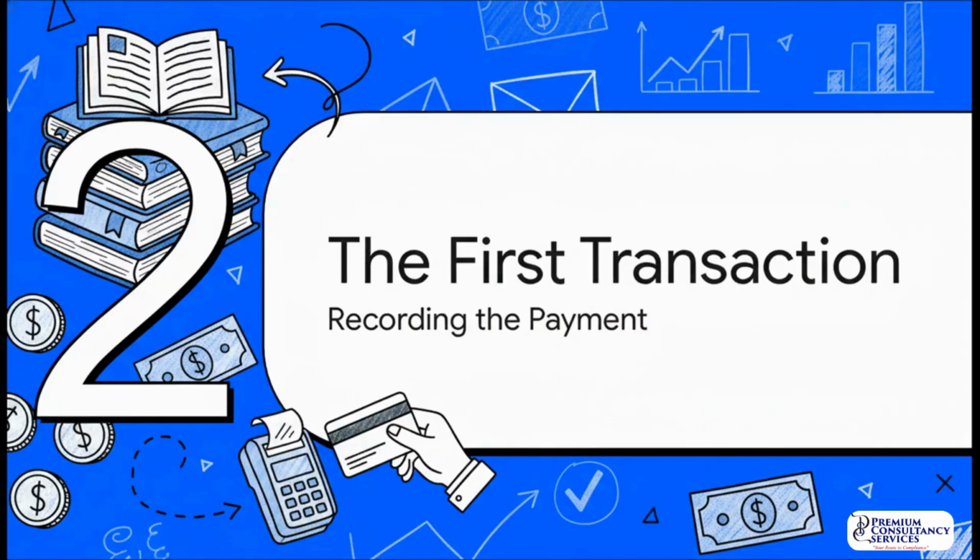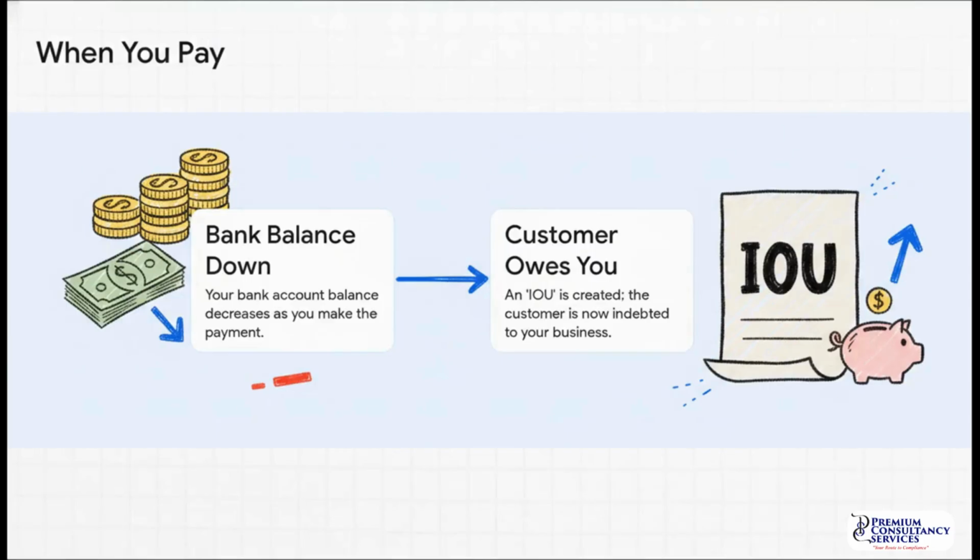All right, enough theory. Let's get practical. We're going to walk through the very first step, what to do in your books the moment you actually pay for that customer expense. So in the real world, two things just happened at the exact same time. First, pretty obviously, cash left your bank account, so that balance dropped. But second, something new was created, that IOU from your customer. Your books have to show both of these things happening together.